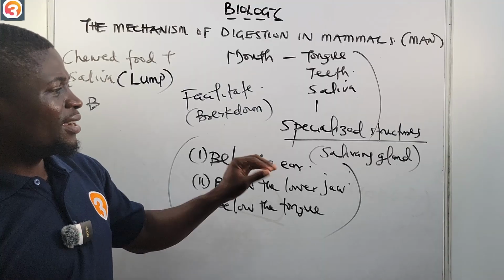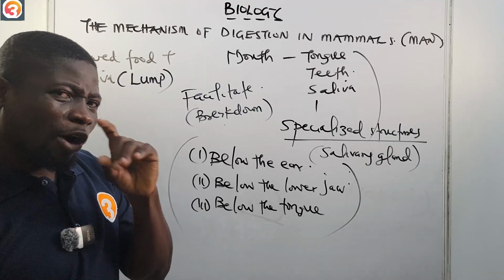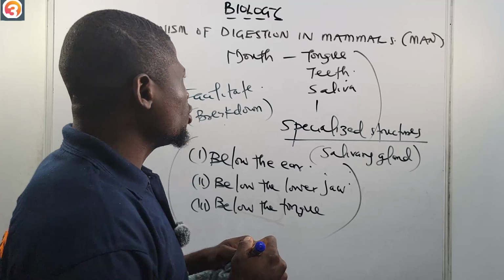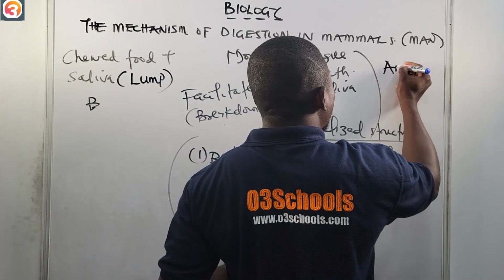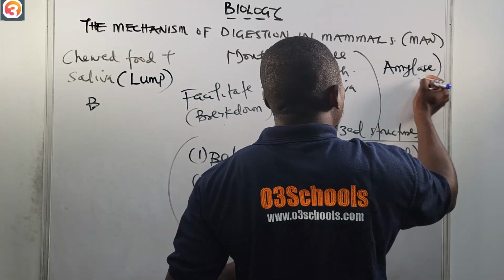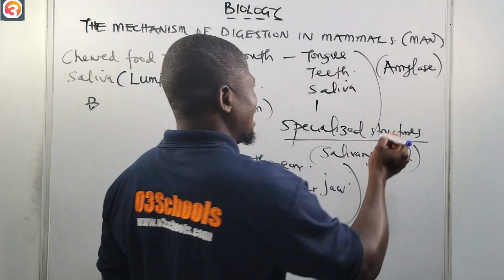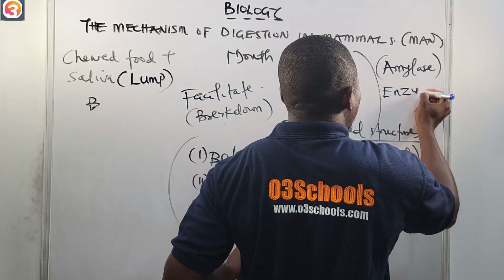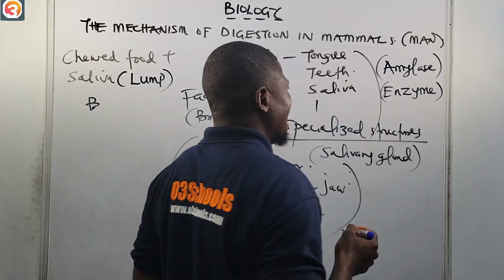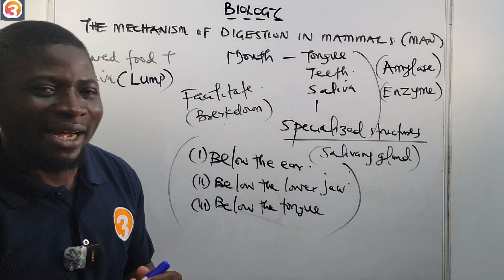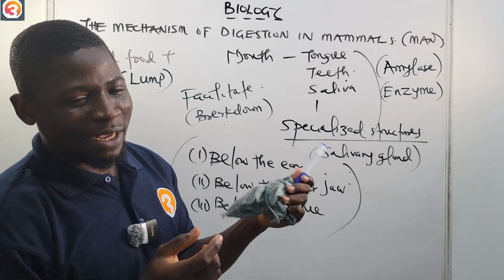The salivary glands also contain a chemical, an enzyme, called amylase. You know what an enzyme is. We talked about the enzyme in the last episode before this.